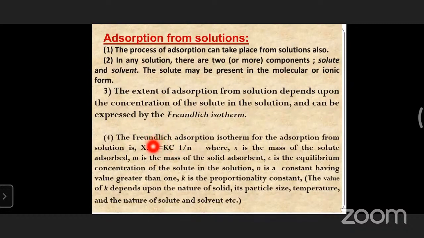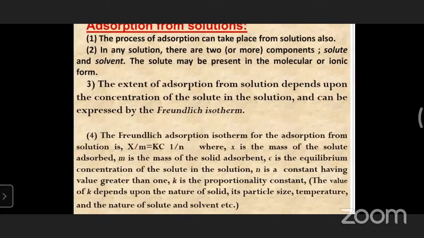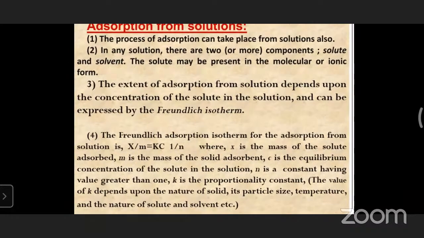That is nothing but the x by m value is directly proportional to the concentration. So C is what here? The equilibrium concentration of the solute in the solution. That is, the mass of the solute, that is x, which is adsorbed on the adsorbent of mass m, is directly proportional to the equilibrium concentration of the solute in the solution. And we know that n is a constant and k is also a constant value. K is a proportionality constant we are taking here.